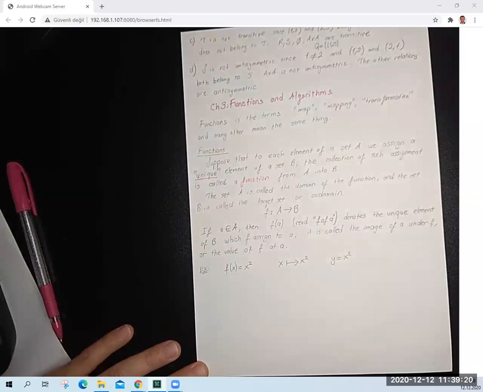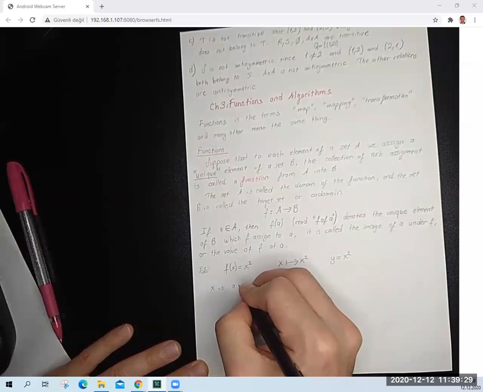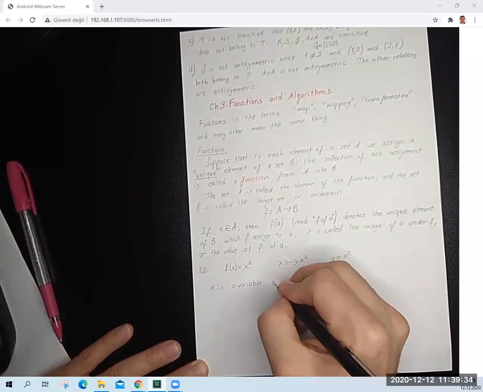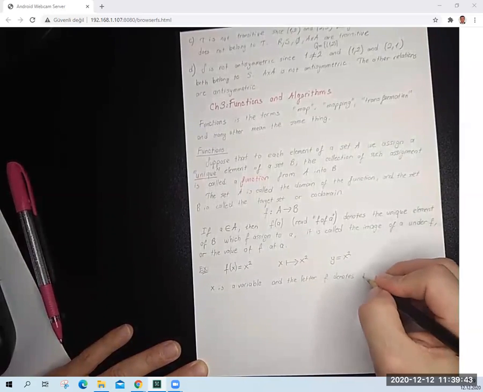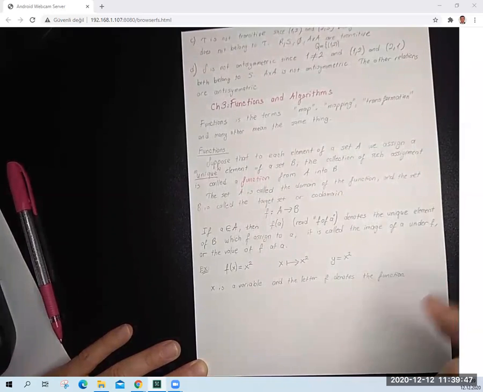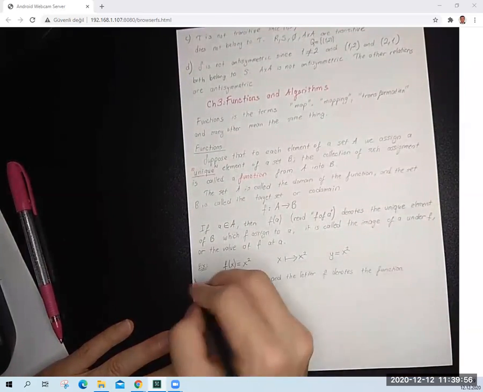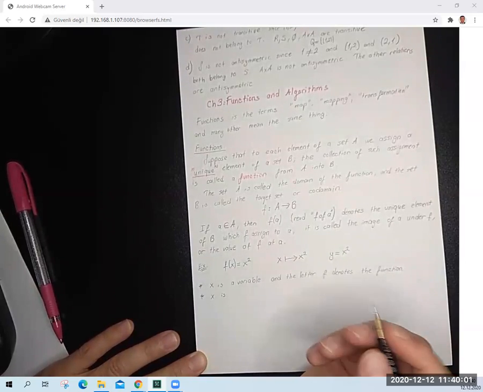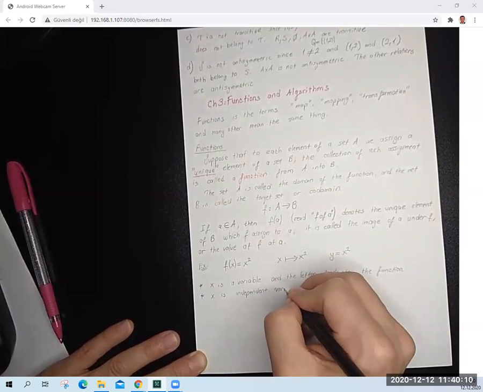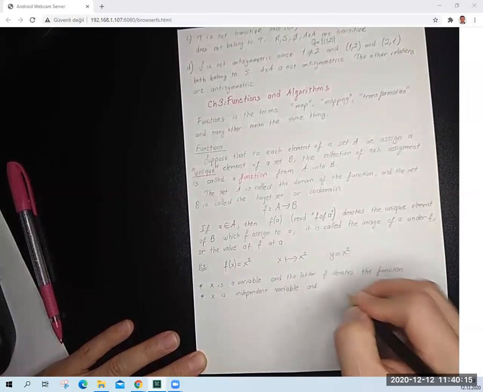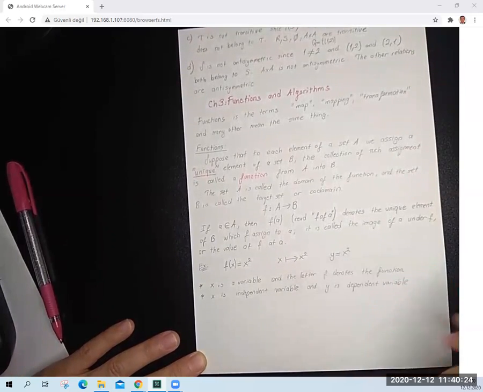So also you can say x is the variable and f denotes the function, of course. Also, x is the independent variable, and on the other side y is the dependent variable for that function representation.